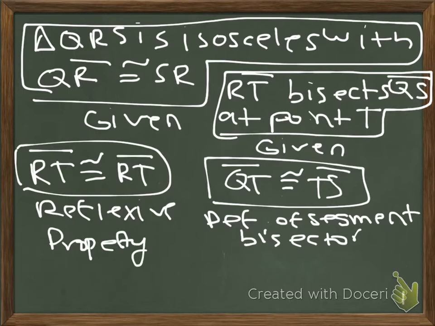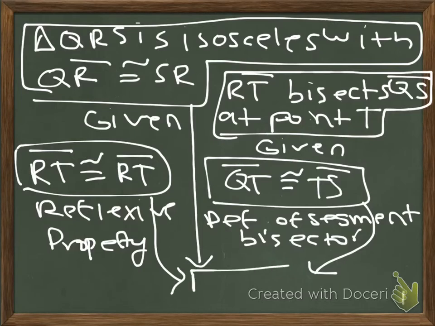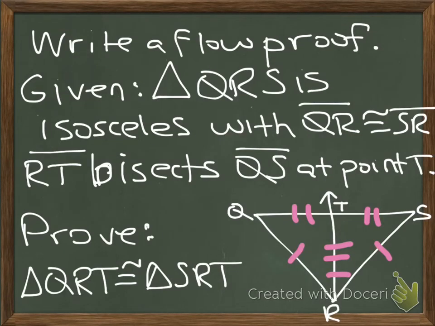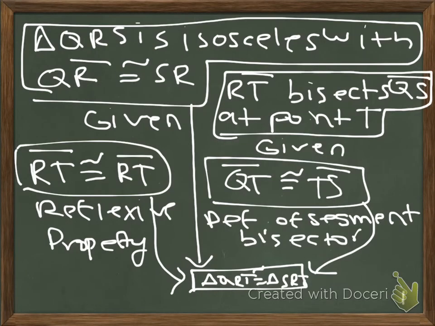And then from the first given, to the definition of a segment bisector, to the reflexive property, all of these are going to eventually tell us that we can prove that triangle QRT is congruent to triangle SRT. And the reason why is, if we look at our triangles now labeled, this is using the side-side-side congruence postulate. So postulate 4.1, or SSS, you could write as your reasoning. And that is your flow proof.